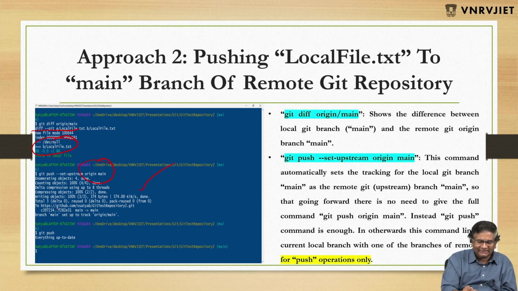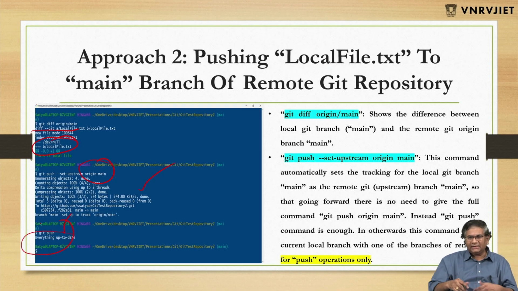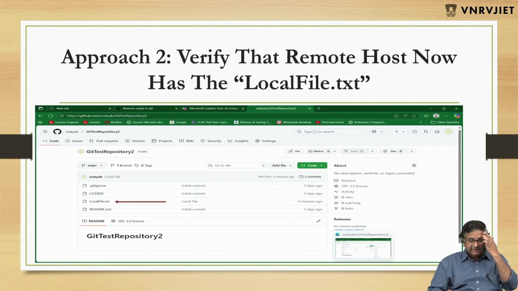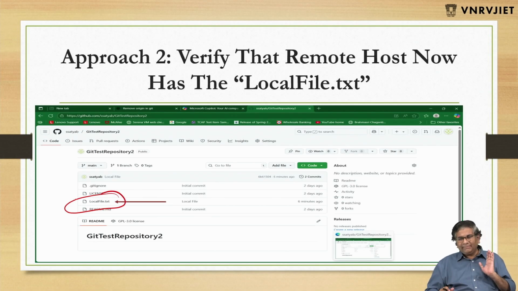So now I said git push. It pushes the stuff into the cloud. And then I said git push again. It's already pushed, and it doesn't error out. It says it's already up to date. And when I check my GitHub, I can see the new file here. So this is for pushing files from local to the remote.